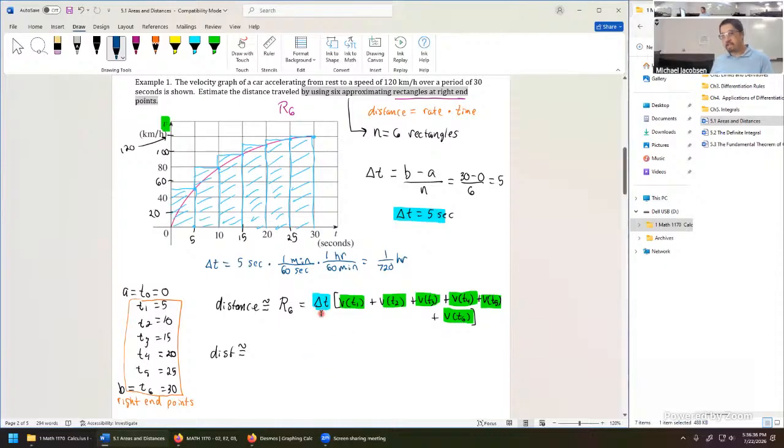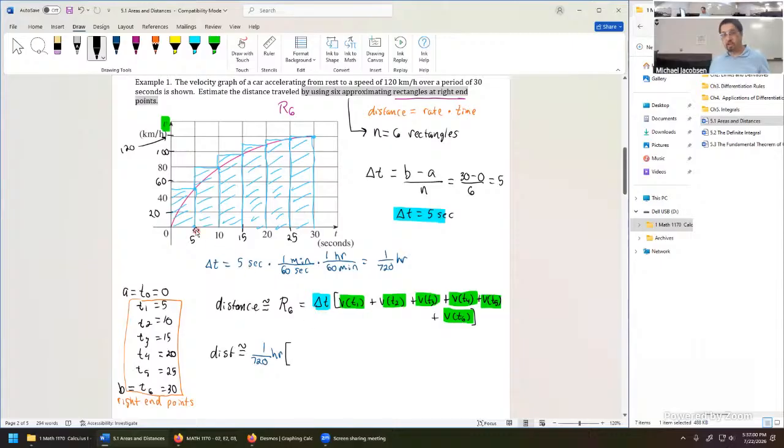So in place of delta t, we'll use that unit there, 1 over 720 hours. That's just the width of every one of these rectangles. Since all the widths are equal, we can just leave it factored out there. It distributes through and multiplies all of the velocities, the heights of the rectangles. And so this is just the more compact way to write this.